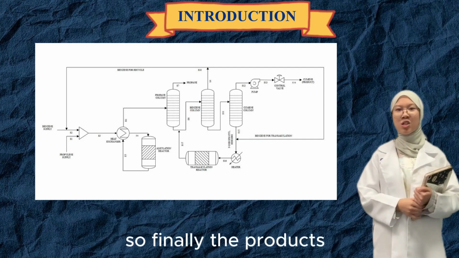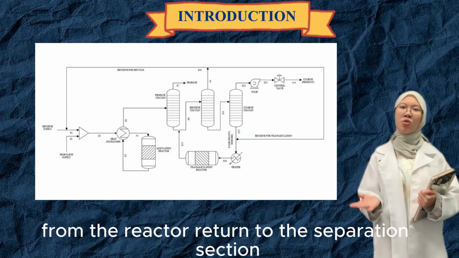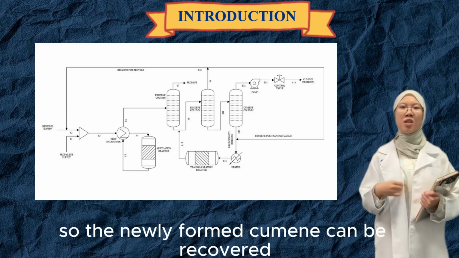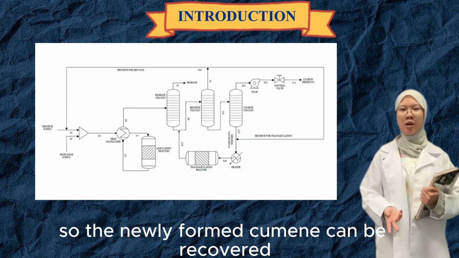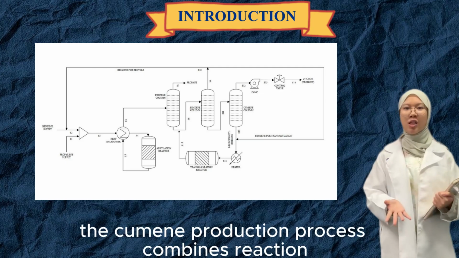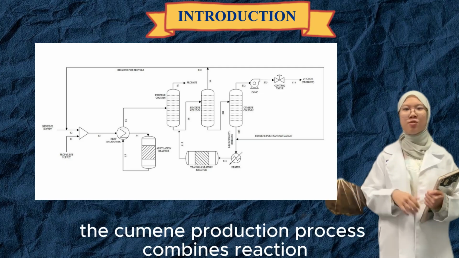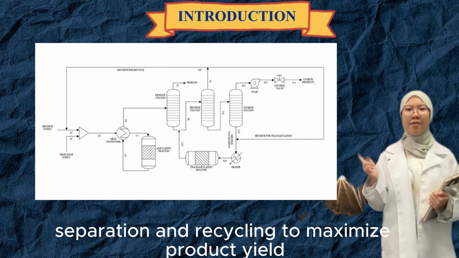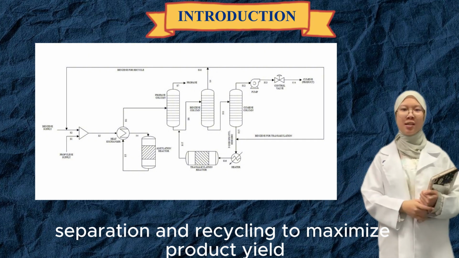Finally, the products from the reactor return to the separation section so the newly formed cumene can be recovered. Overall, the cumene production process combines reaction, separation, and recycling to maximize product yield and minimize waste.